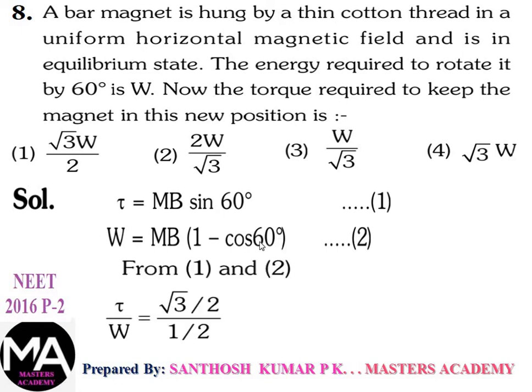From equations 1 and 2, tau by W is equal to MB, and MB cancels. So sin 60 is root 3 by 2 and 1 minus cos 60 is 1 minus 1 by 2, which is 1 by 2. Root 3 by 2 by 1 by 2. Therefore, tau is equal to root 3 into W. Option is the fourth one, root 3 into W.